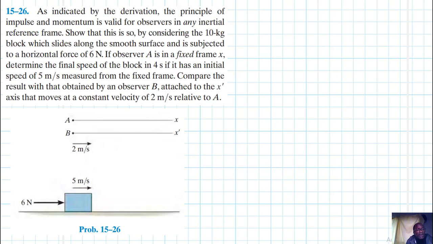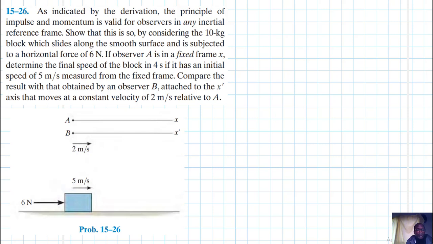The problem reads: as indicated in the derivation, the principle of impulse and momentum is valid for observers in any inertial reference frame. Show that this is so by considering the 10 kg block, which slides along the smooth surface and is subjected to a horizontal force of 6 newtons. If observer A is in the reference frame X, determine the final speed of the block in 4 seconds if it has the initial speed of 5 meters per second, measured from the fixed frame.